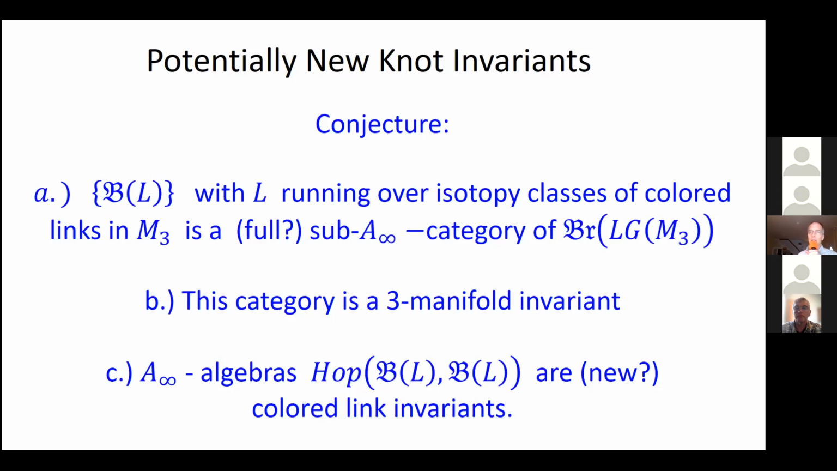So we conjecture that the A-infinity category of branes associated with the Chern-Simons Landau-Ginzburg model on M3 is in fact a three-manifold invariant. And we can restrict to the subcategory given by the branes B of L, with L running over the isotopy classes of colored links. And we can consider the A-infinity algebras, which are these Hom spaces from B of L to itself. And so the idea is that there's a new kind of knot invariant or link invariant, colored link invariant, where to a colored link L in a three-manifold, we associate an A-infinity algebra. And so this is what we're trying to understand.